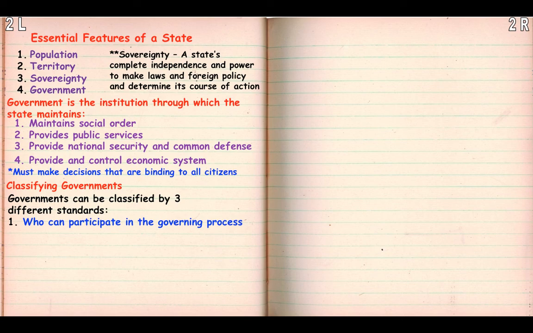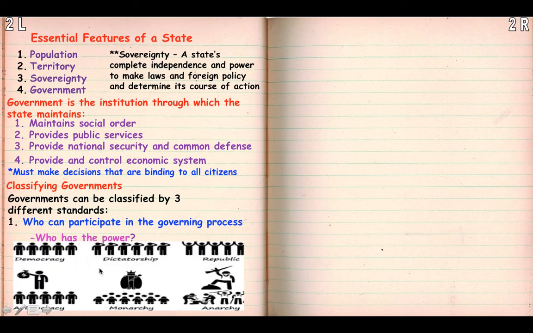Our first one is who can participate in the governing process. A short question would be, who has the power? This graphic is trying to break down the different types of government based on who has the power. Okay? A monarchy shows that this guy right here, or gal, is in charge of all of these people. He has a crown, so we know that he is royalty. This says aristocracy. That little blurb popped up and got rid of the word. There it is.